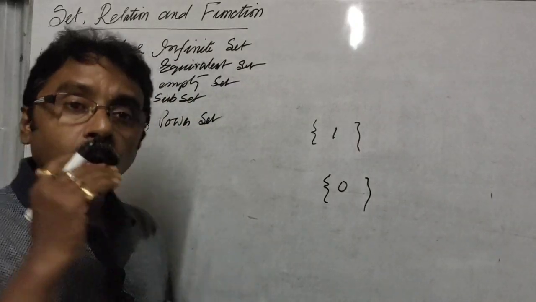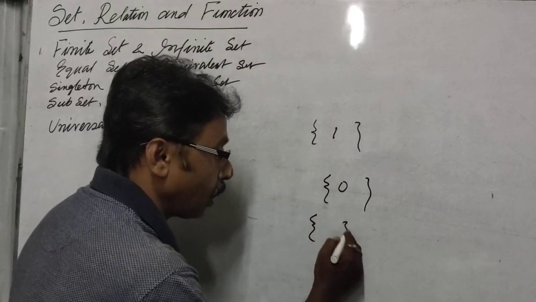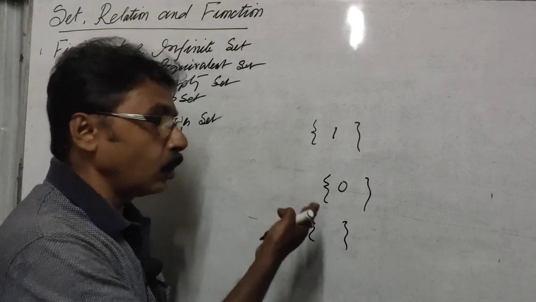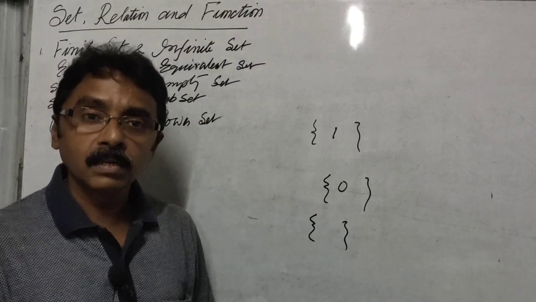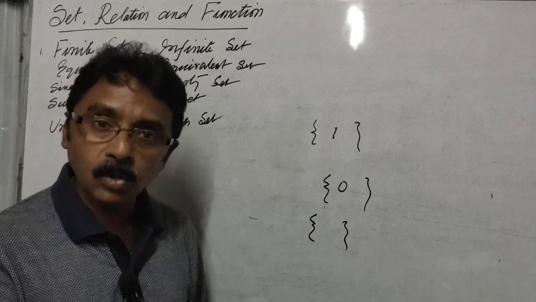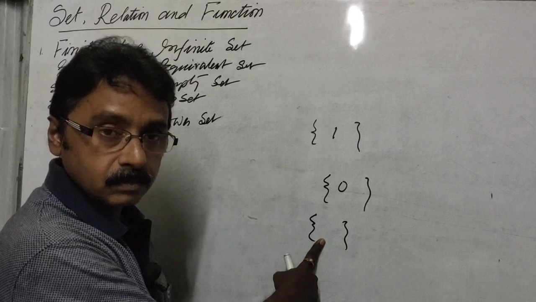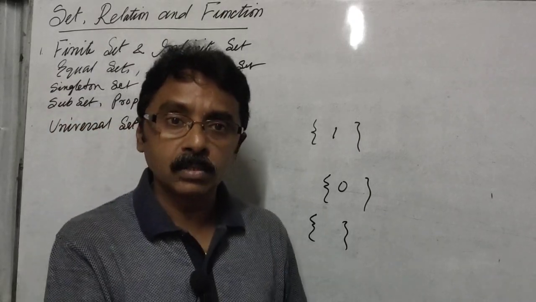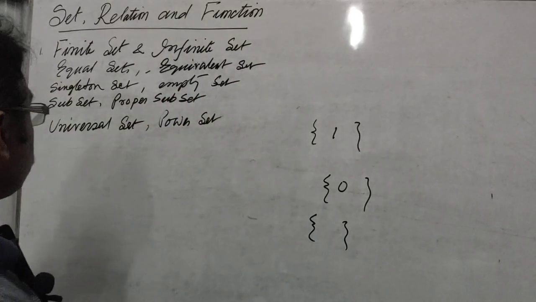Now, the whole number less than 0. Whole numbers start from 0, so no elements are there, no numbers are there, and no such numbers are there less than 0 which are whole. So it is called an empty set or null set. A set which does not contain any element is called an empty set or null set.